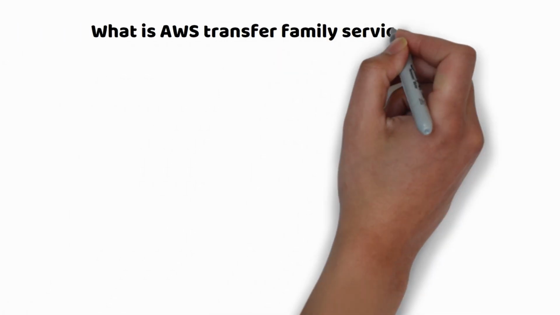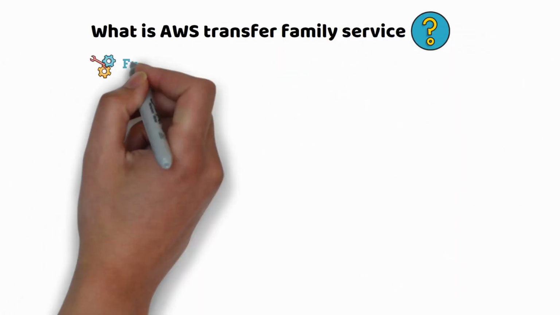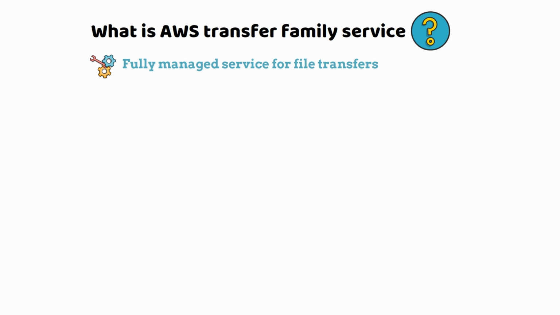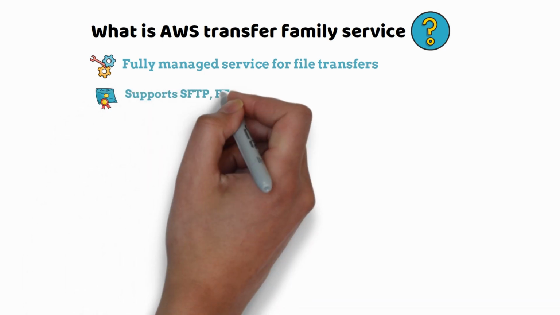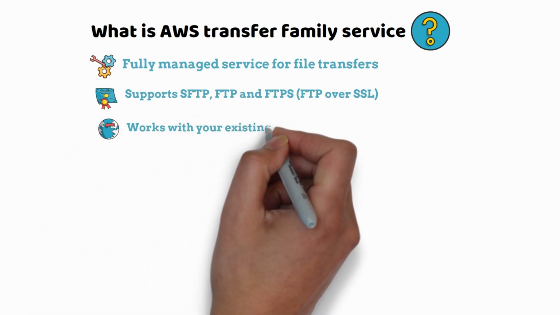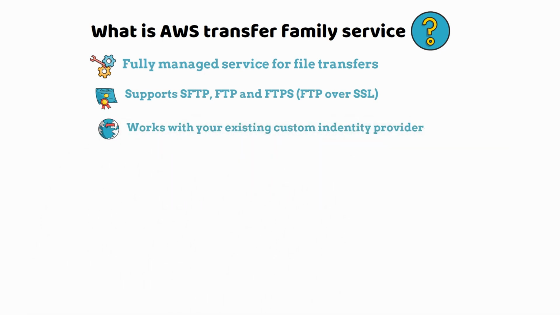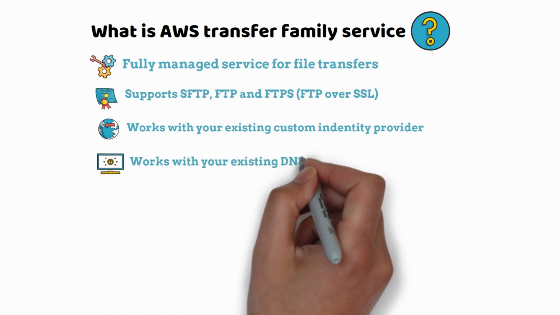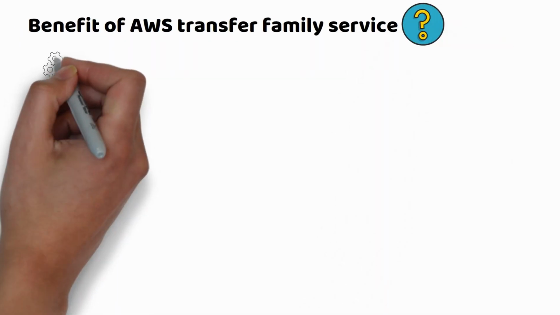So let's start with what is the AWS Transfer Family service. It's a fully managed service for file transfer. It supports SFTP, FTP and FTPS, which is FTP over SSL. It works well with your existing custom identity provider, and it works well with your existing DNS or Route 53 service.